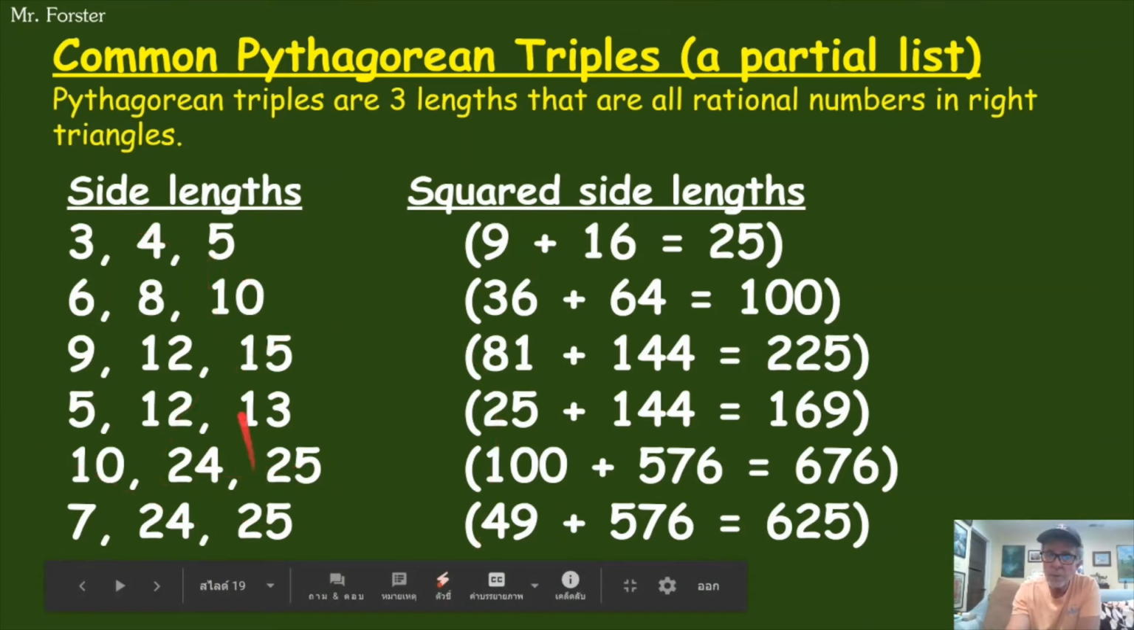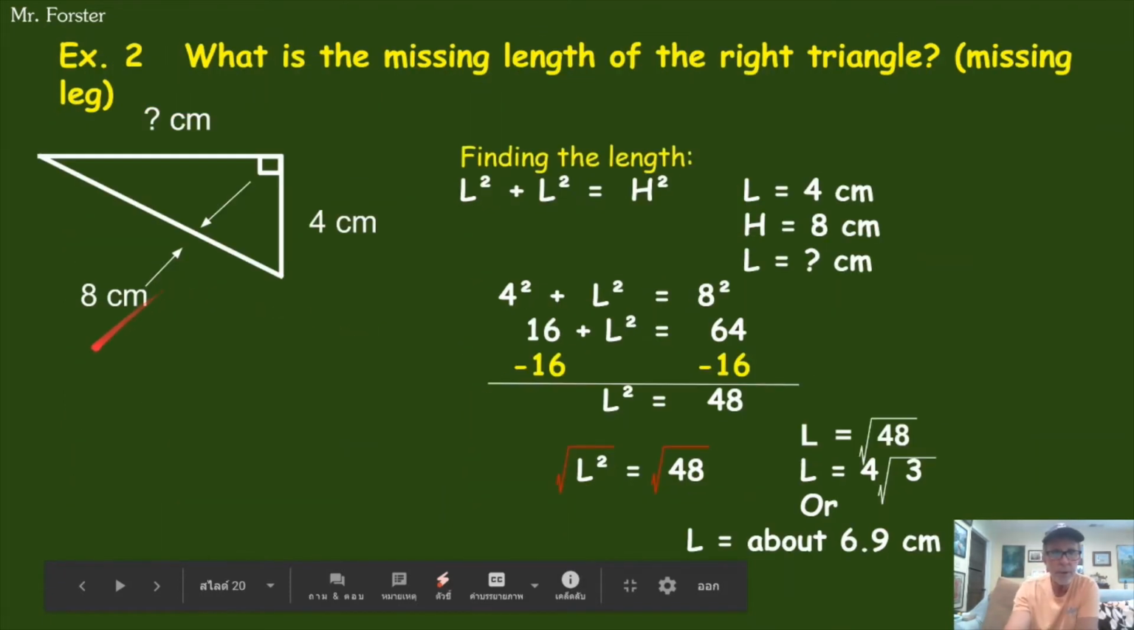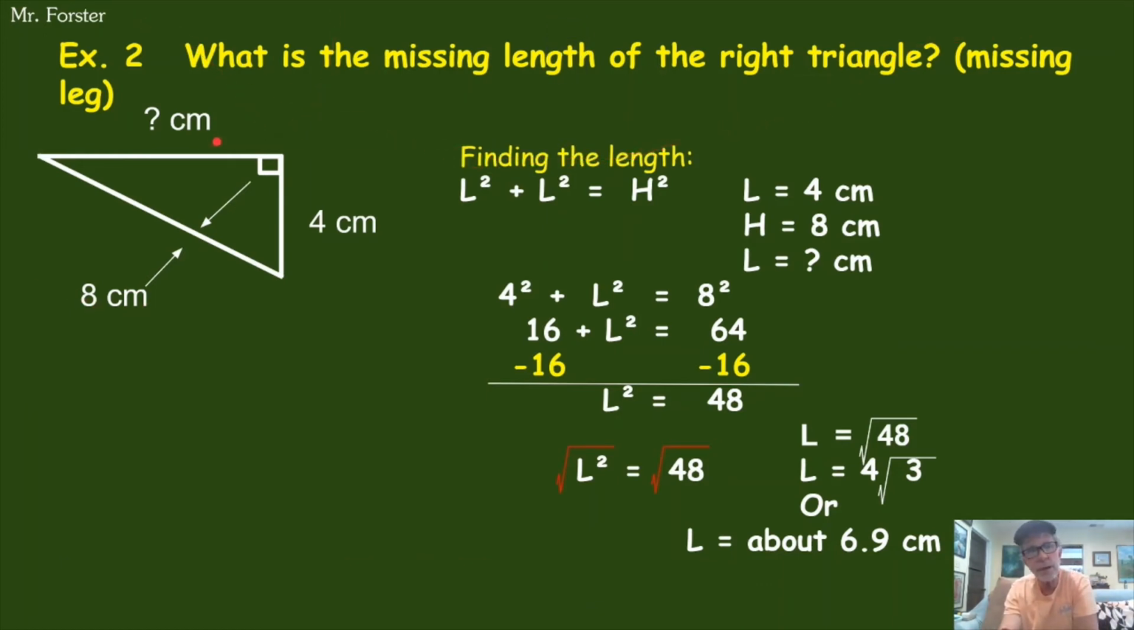But these are fairly rare, and so we have a lot of sides that have square root lengths. And as we remember, those are irrational numbers. So what is the missing length of this right triangle? So let's do a couple more examples.